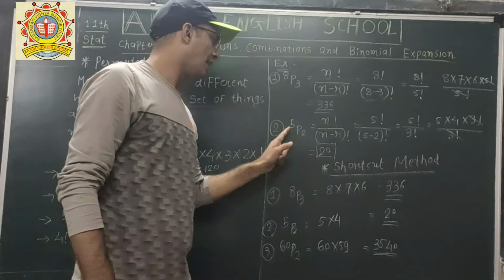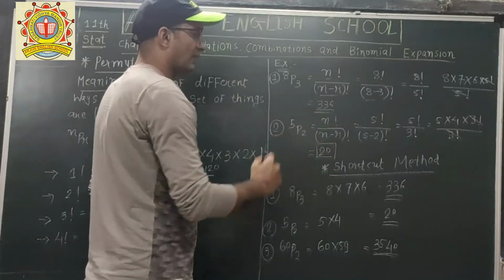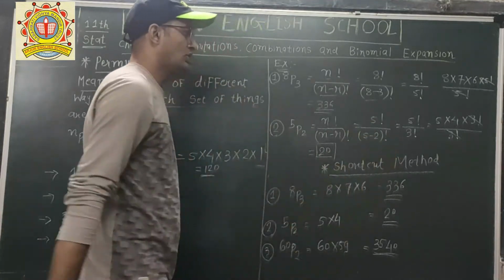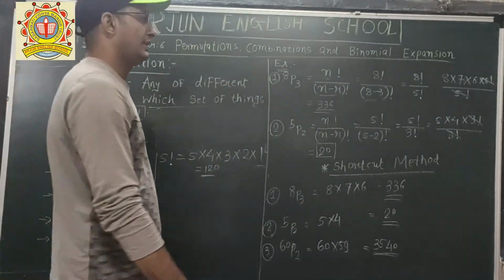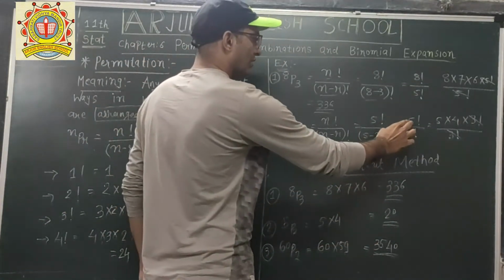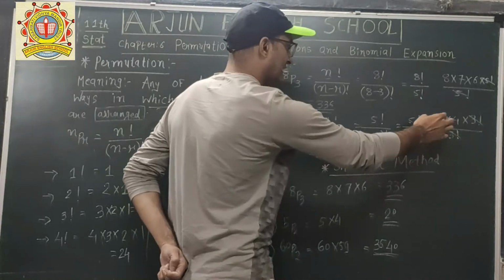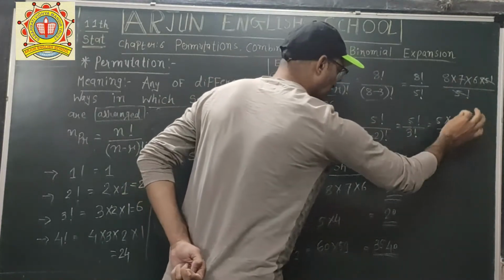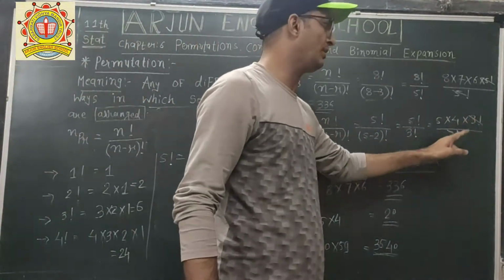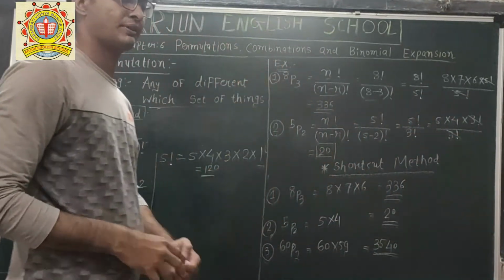Second one, 5P2. The formula is again n factorial divided by n minus r factorial. In the numerator it is 5 factorial, in the denominator it is 5 minus 2 factorial. So it is 5 factorial and 3 factorial. Now we are solving like this. In the denominator 3 factorial as it is, in the numerator 5 into 4 into 3 factorial, that's it. Now stop at 3 factorial. We are cutting 3 factorial in the denominator as well as the numerator. And 5 fours are 20. Got it?